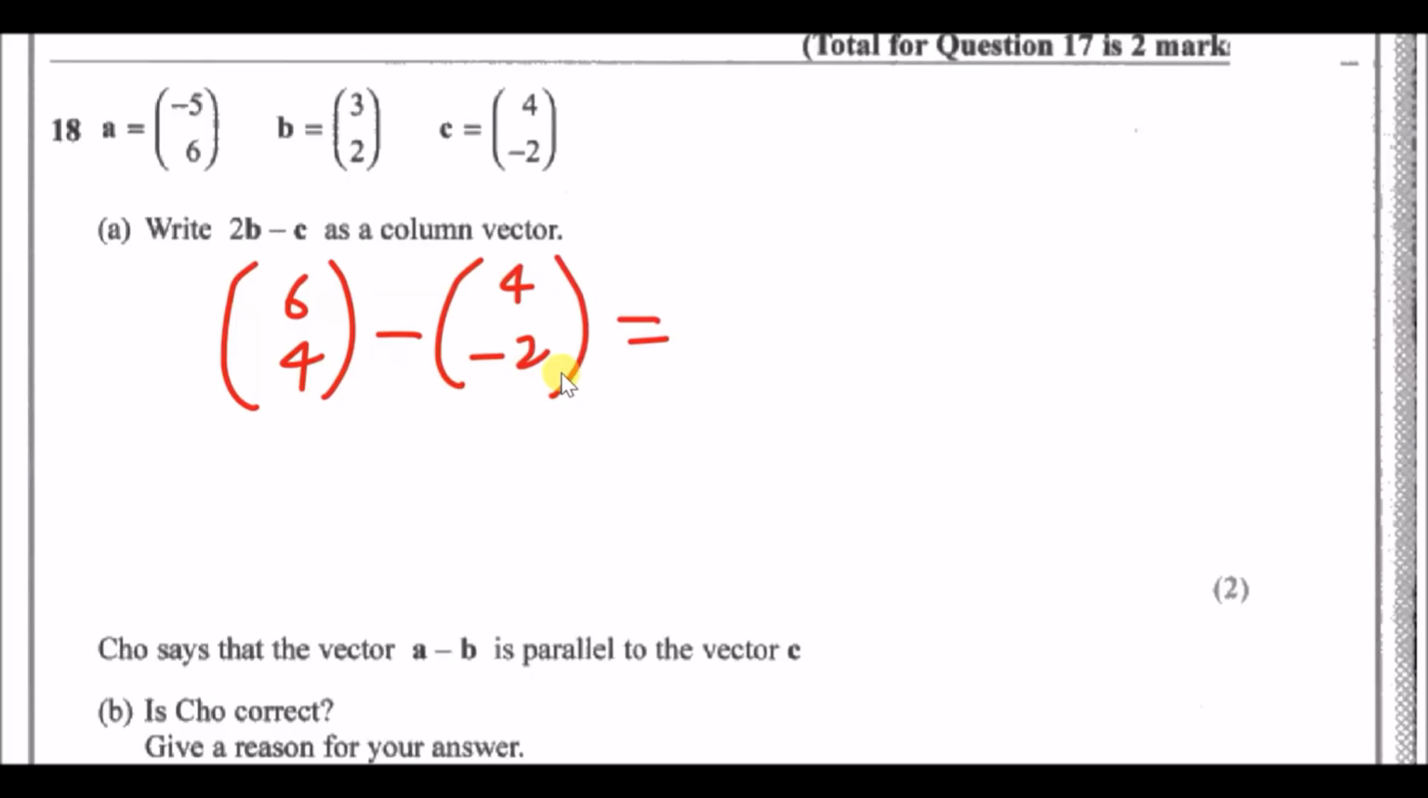There are no common denominators here. There are no denominators even. So subtracting vectors, it would be 6 take away 4, which is 2. And then 4 minus 2, so 4 plus 2 is 6. And that's all they want.